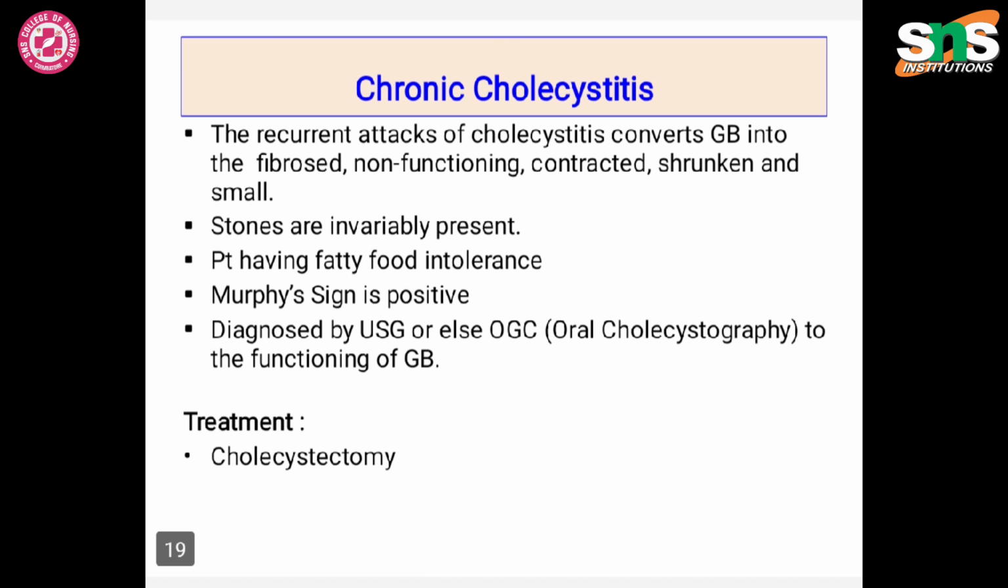So, surgical management is early cholecystectomy, emergency cholecystostomy and prophylactic cholecystectomy. Thank you.